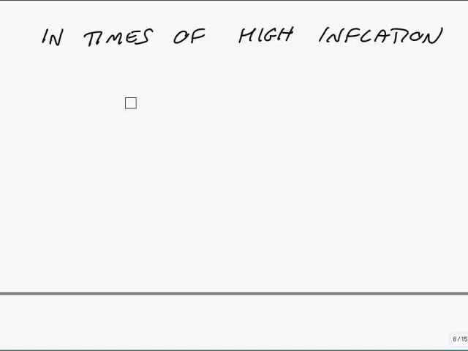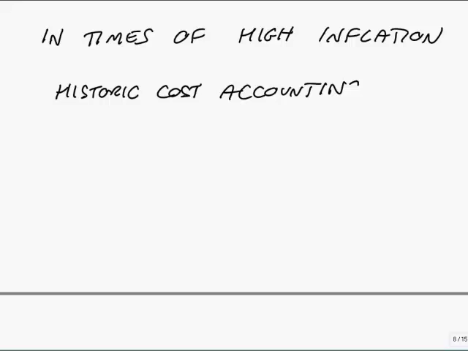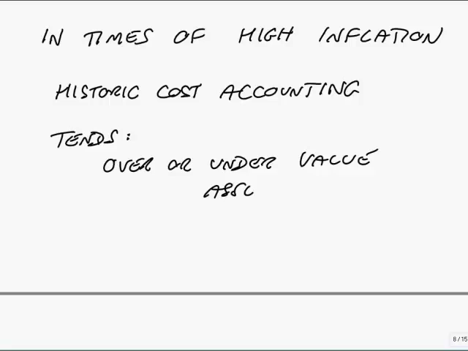Historic cost accounting, the way we do it, historical cost, the way we do our accounting tends to, number one, over or undervalue assets in the balance sheet. Which, with high inflation, is the value of your machines in the balance sheet. Are you likely to be overvaluing, overstating, or understating?